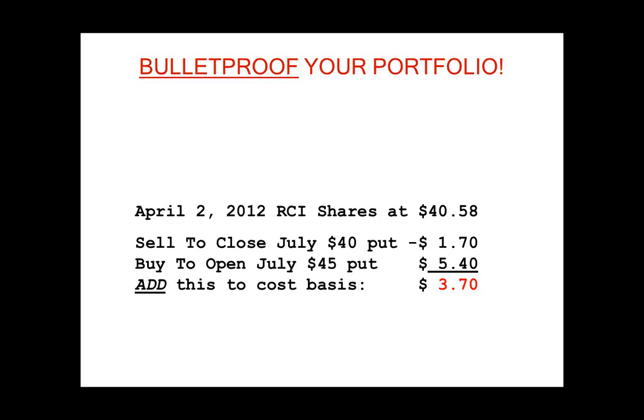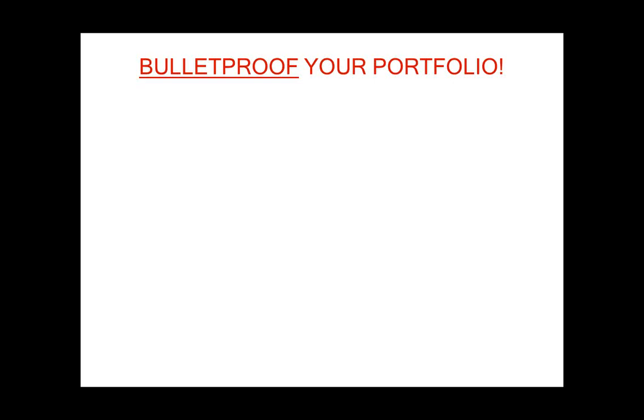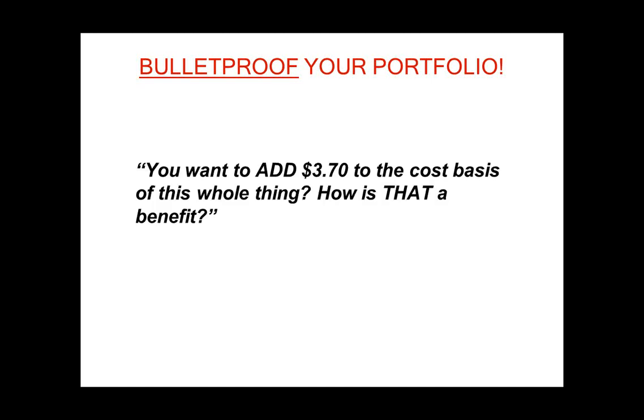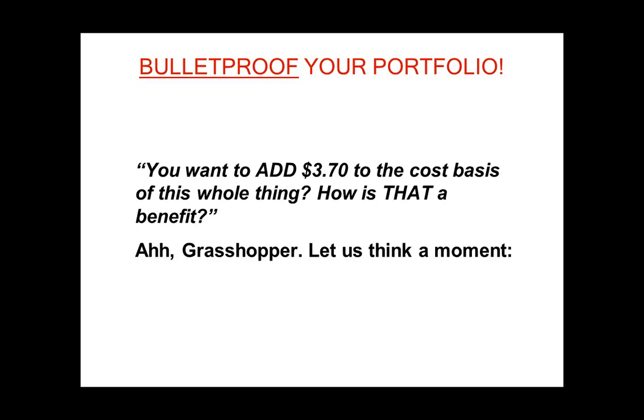We could. Okay. But because I wanted a simple example today, we're going to use this. We do income method number 4 once. Okay. So here it is, spending $370 for a $5 higher payout. It's like collecting $130. Now, a lot of folks out there in our webinar land are saying, you want to add $370 to the cost basis? How is that a benefit?